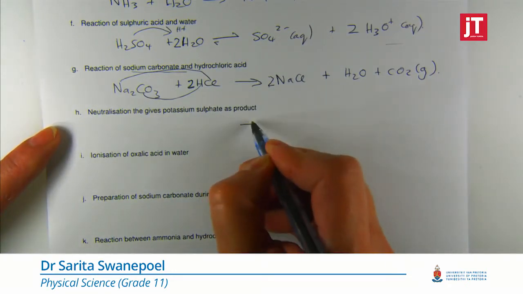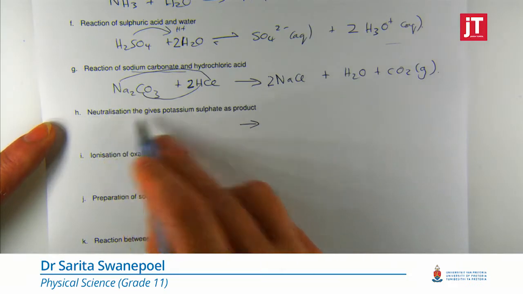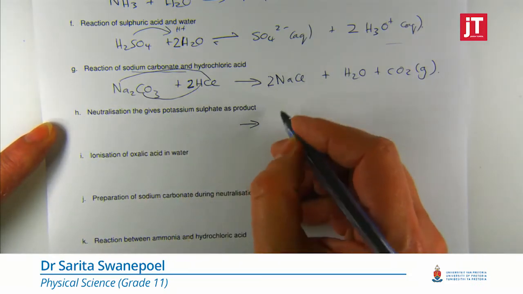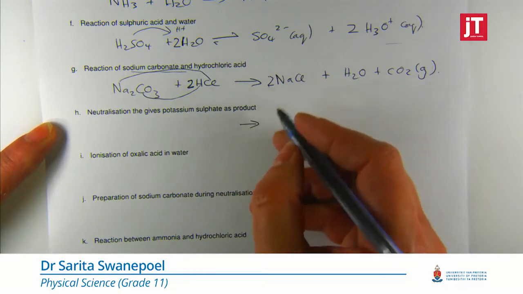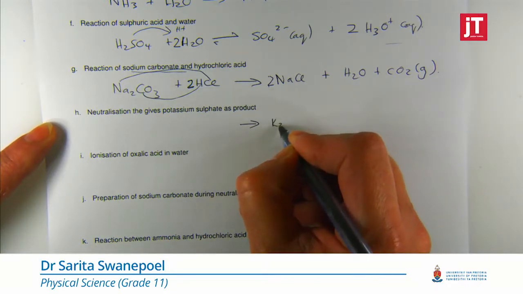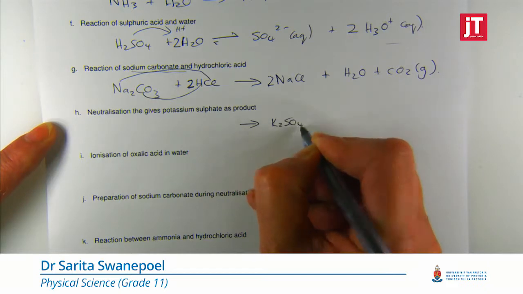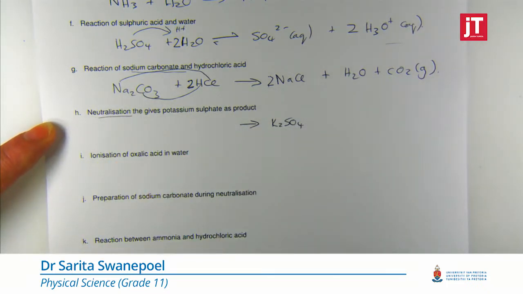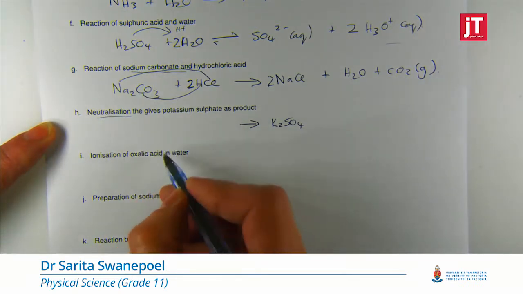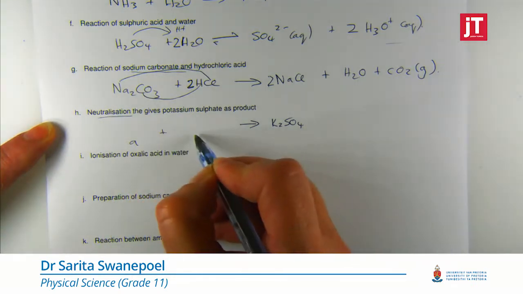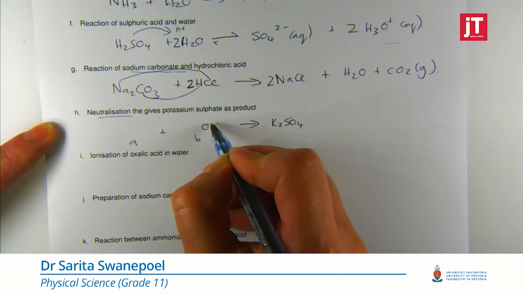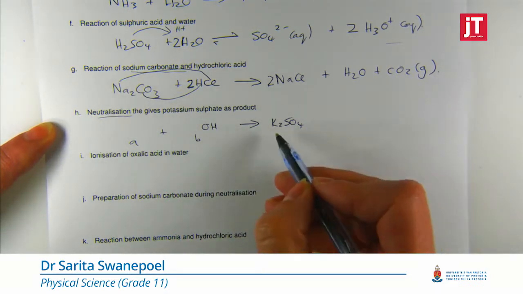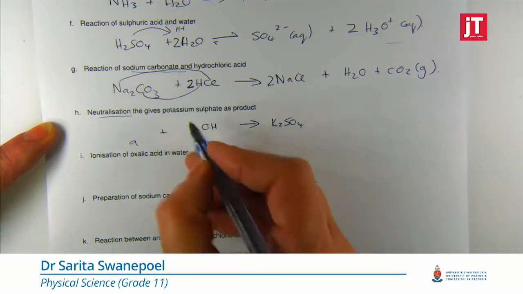Right, the next one, once again, I ask you, give me a neutralization reaction that gives potassium sulfate as product. So you want to produce K2SO4. If it is a neutralization, what is reacting with what? The acid and a base. And for a base, it's going to be an OH something. Should that be potassium hydroxide?